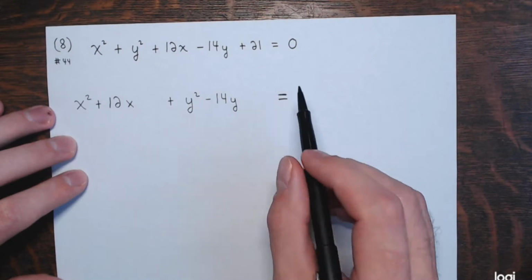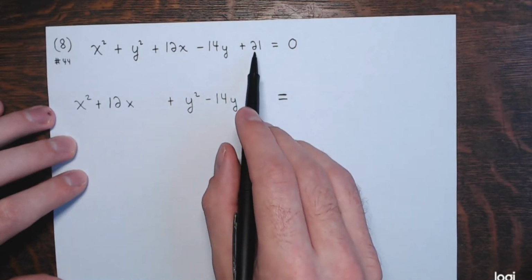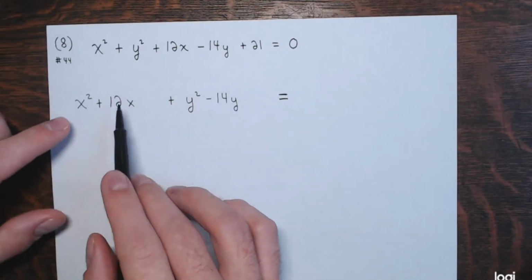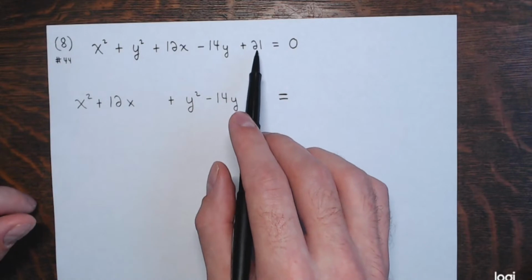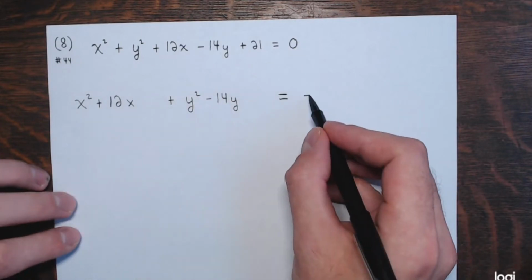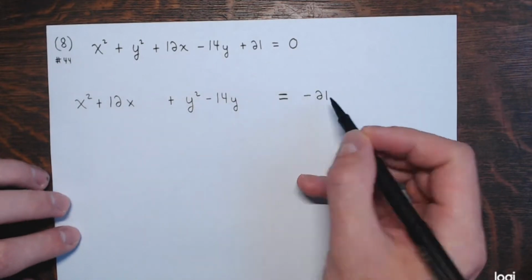The only thing I don't need is the 21. All right. In order to complete the square, you only need quadratic terms and linear terms. So I don't need 21. So I'm going to subtract 21. I'll get 0 minus 21, or -21 on the other side.